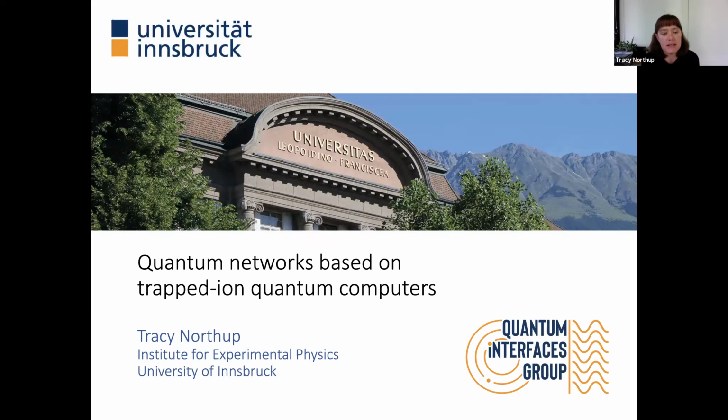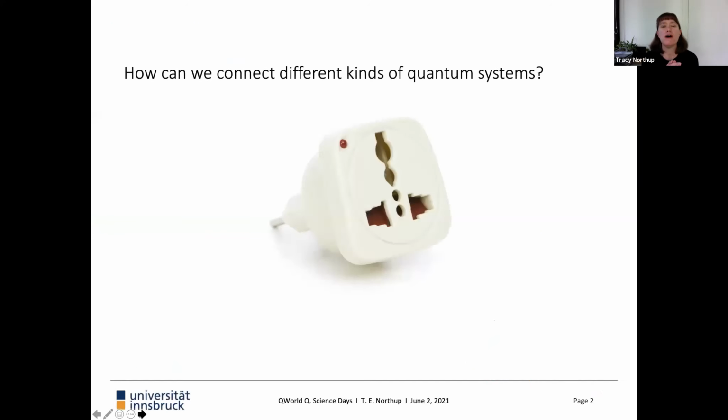So I'd like to tell you today about work that we're doing on constructing quantum networks based on trapped ion quantum computers. The starting point for this talk is the question, how can we connect different kinds of quantum systems? And this is the kind of device that maybe in the past year people haven't used so much, a travel adapter when you're going between countries.